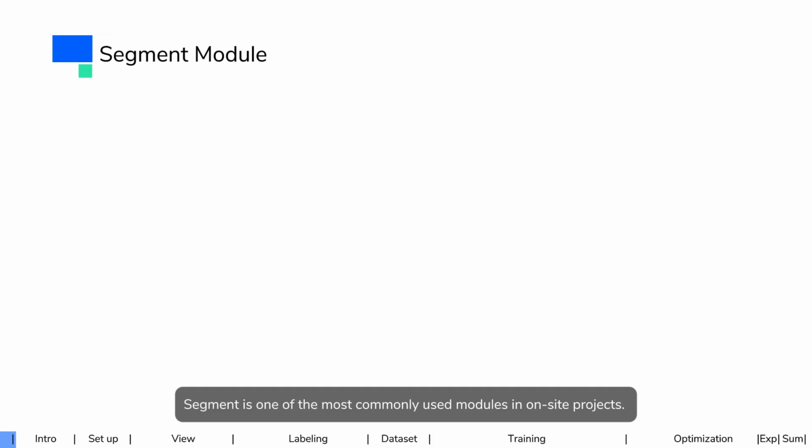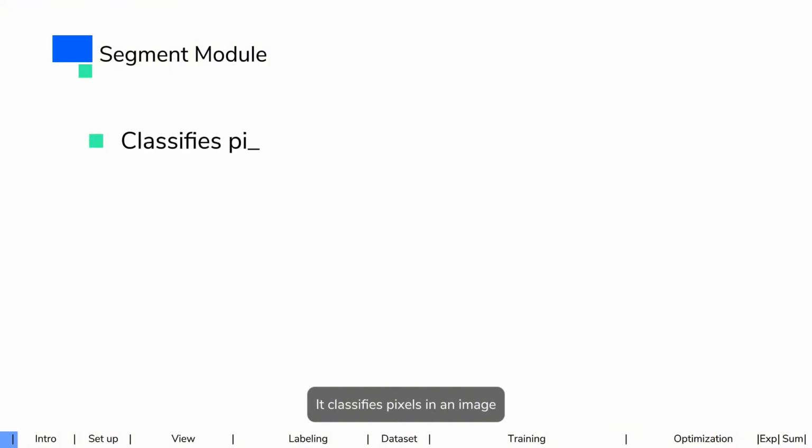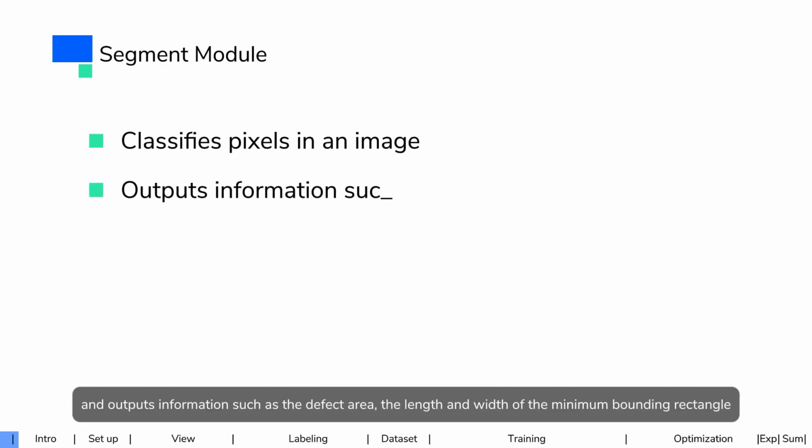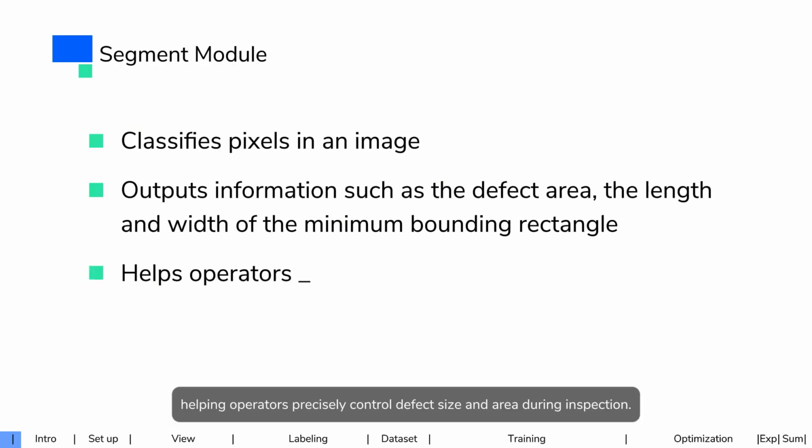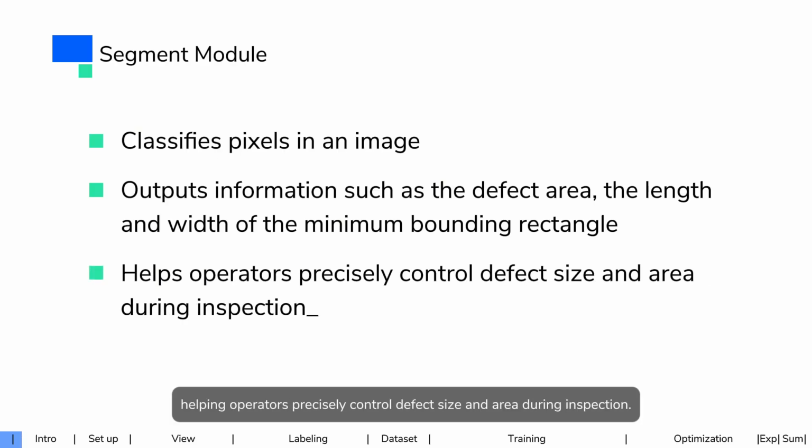Segment is one of the most commonly used modules in on-site projects. It classifies pixels in an image and outputs information such as the defect area, the length and width of the minimum bounding rectangle, helping operators precisely control defect size and area during inspection.